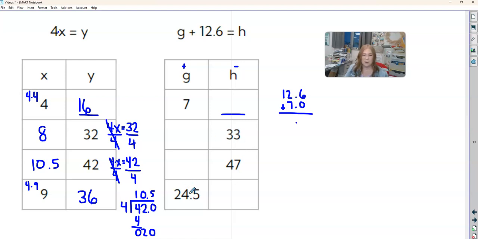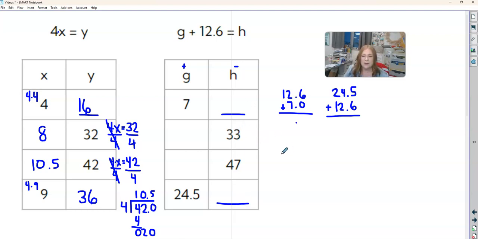So let's do this one while we're at it. So g is 24.5, and we need to line that up with 12.6. So those ones both were perfectly lined up. So we'll go ahead and add those together to find that answer here.